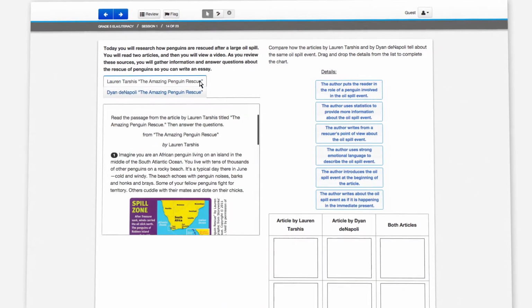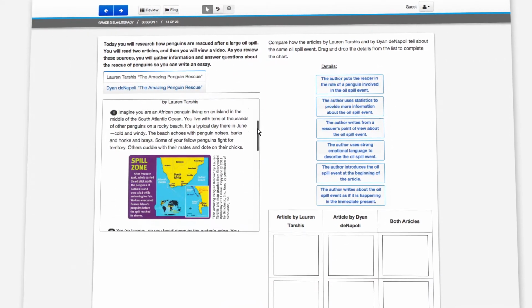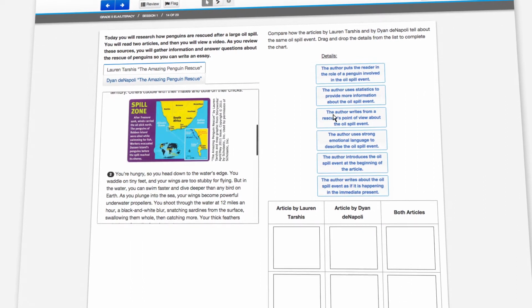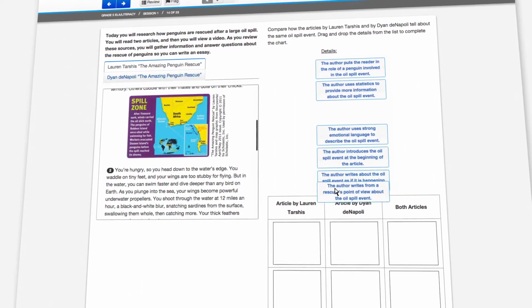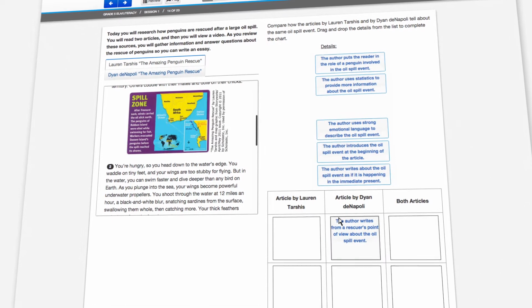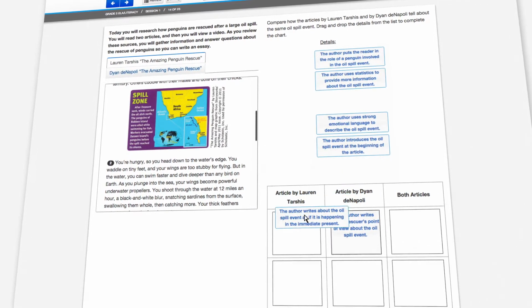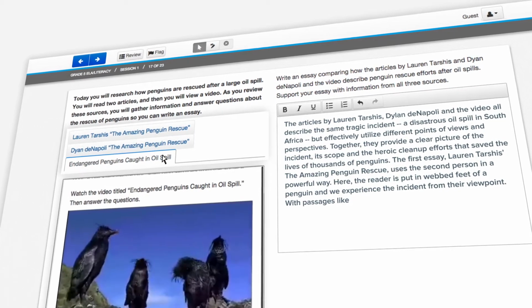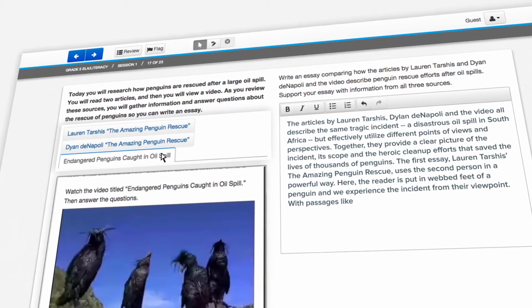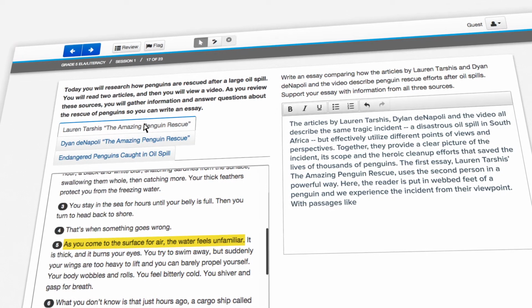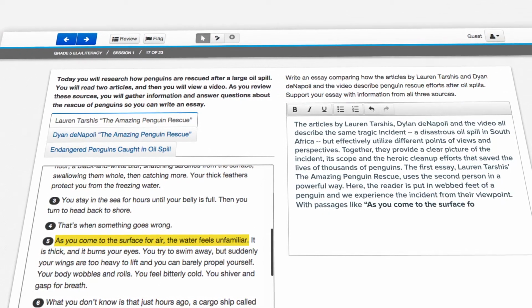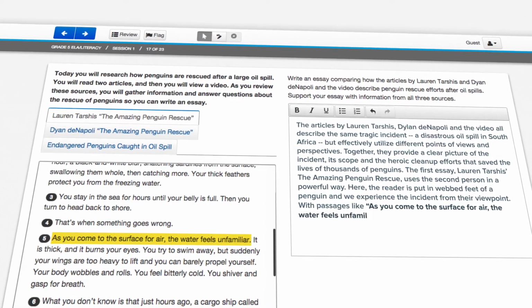In this question, students will have to read 2 passages about penguins and compare them. You'll notice the details contain concepts like point of view and present tense. In order to answer it correctly, they need to know some academic vocabulary. Using the same articles about penguins, students will now be asked to watch an additional video and write an essay. As you can probably guess, they'll be required to use information from the sources in their essay. This is where the highlighting tool comes in handy.